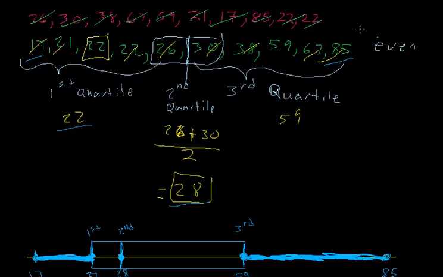Cool stuff. So this is how you create a box and whisker plot with an even set of values, and we've already looked at how to set up a box and whisker plot. It's done a little bit differently for an odd set of numbers. Cool stuff. Have fun creating box and whisker plots.